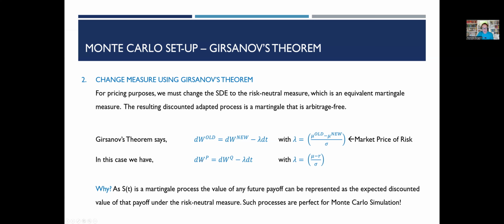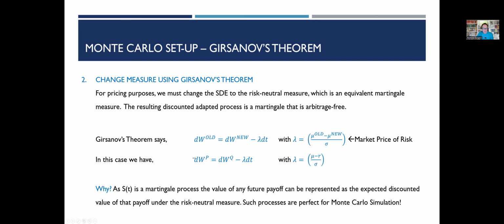Now, in our case, we have dW^P. We want to change from the real world measure P to the risk neutral measure Q. So we want dW^P on here for the old measure. We want to switch to our new measure, which is Q, minus lambda dt. So we make a drift adjustment. Under the old measure, the real world measure, the mean is mu. Mu old is mu. Mu new is r, which is the risk-free rate. And we divide that by sigma.